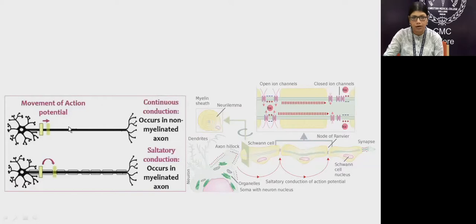But in non-myelinated axons, or if the myelin sheath is destroyed, the axons will continue conducting. So that is continuous conduction. It is not that they will not conduct any impulses from the cell body to the terminal part of an axon.